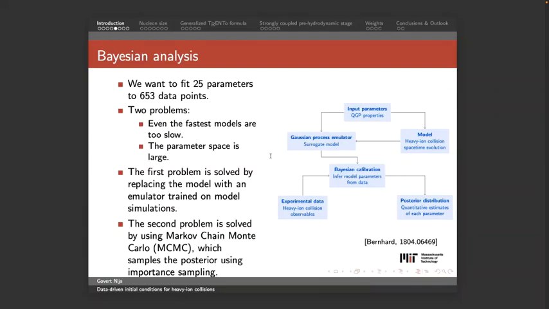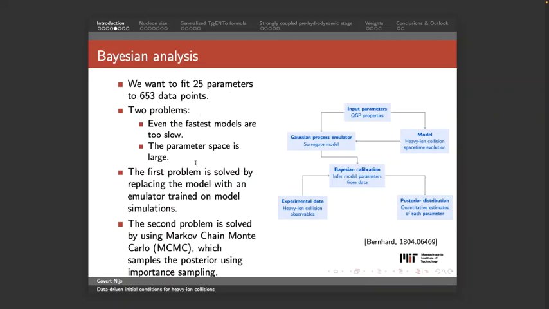So the main problem is that we want to fit 25 parameters and we have 653 data points. And if you try to do that, then there are two problems. I just told you that Trajectum is very fast, but here I'm going to tell you that it's too slow to use directly. Another problem is that the parameter space is very large. If you, for example, decided to have 10 points in a grid per parameter, then you have to evaluate 10 to the 25 model evaluations. Well, good luck with that. That's not going to work.